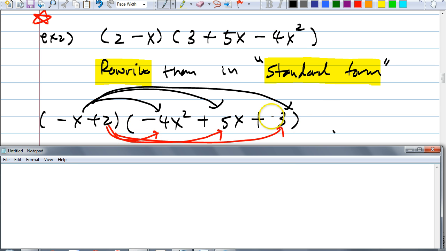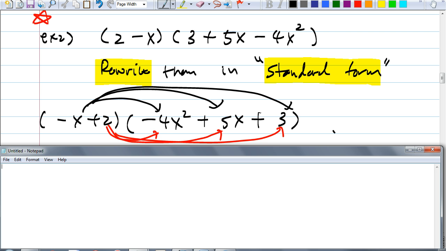What if you have 4 terms? How many times would you multiply this negative x by? 4 times, and 2 multiplied 4 times. Does that make sense? That's how that works. You're going to distribute each of these terms by how many terms you have in the other polynomial. You guys get that? Can you do this yourself? Okay. Well, actually, let's do this one together, and then I'll let you do another one.